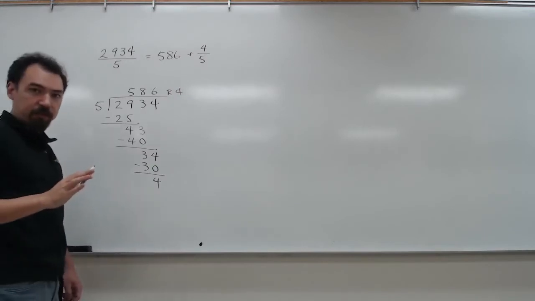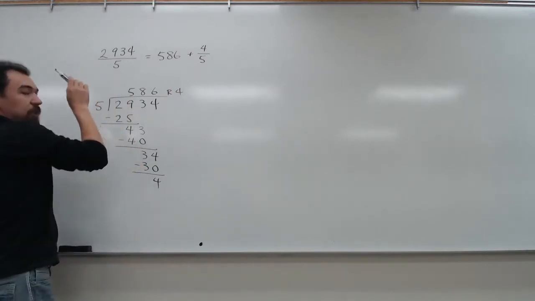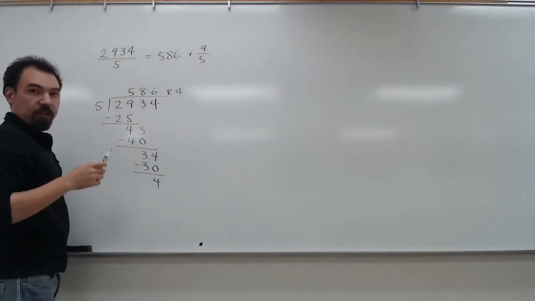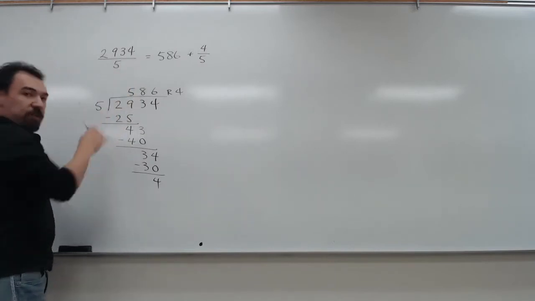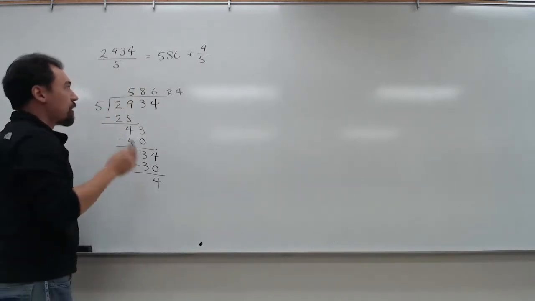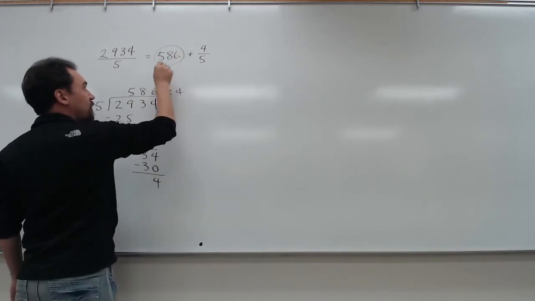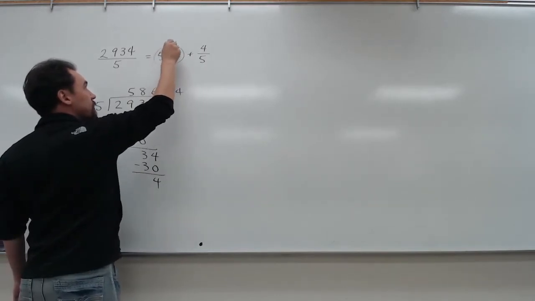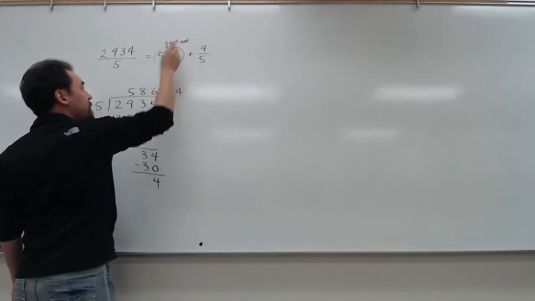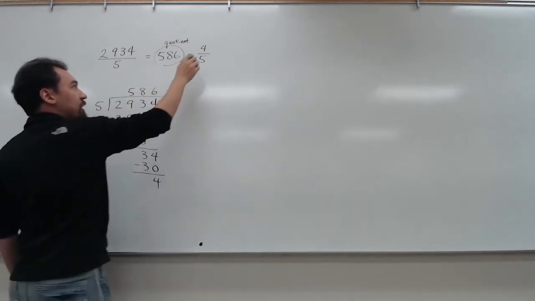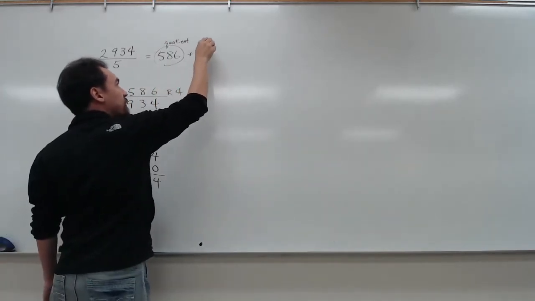So vocab here is going to be pretty key. The thing up here, this is what we call the dividend. The bottom is what we call the divisor. Those are nice to know, but the most important ones right here are quotient. This is how many times 5 went into that. And this number right here is the remainder.